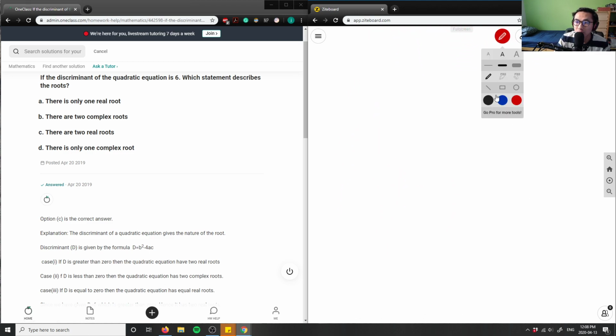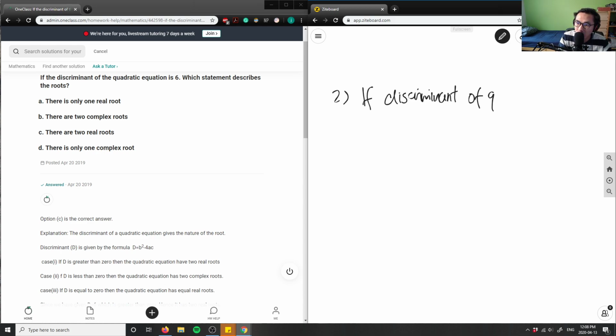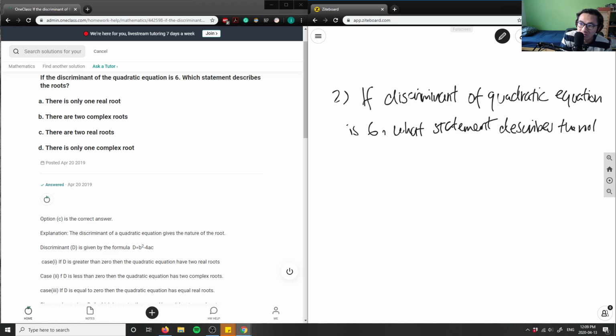Let's look at number 2. Number 2 says that if the discriminant of the quadratic equation is 6, which statement describes the roots? Okay, so here it says there's only one real root.